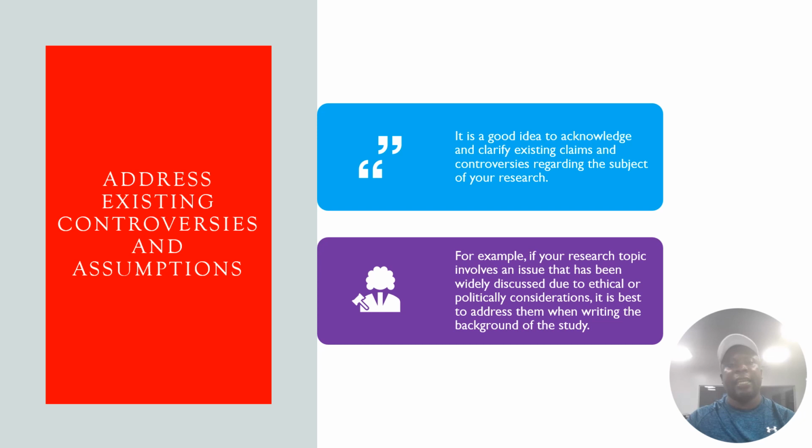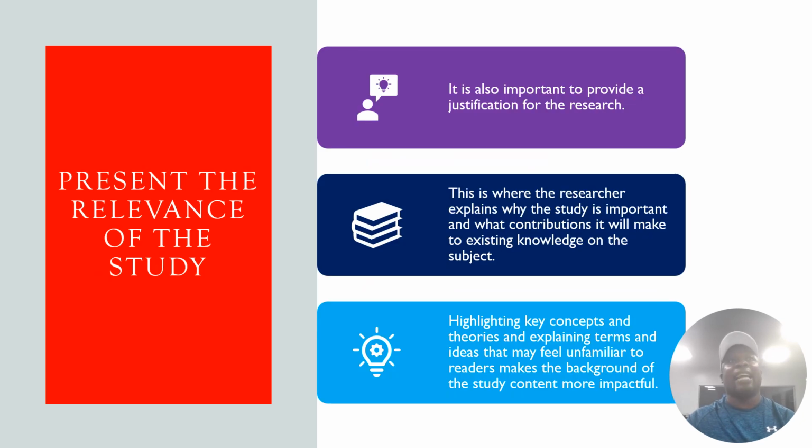And the second thing, whenever you are writing, present the relevance of the study. It is important to provide a justification, a rationale, for the study. In this section: how relevant is your study? Why should we carry out this study? This is where the researcher explains why the study is important and what contribution it will make to the existing knowledge on the subject. Although there is a section where we are going to talk about the relevance of the study, you need to make sure that you highlight it in the background.